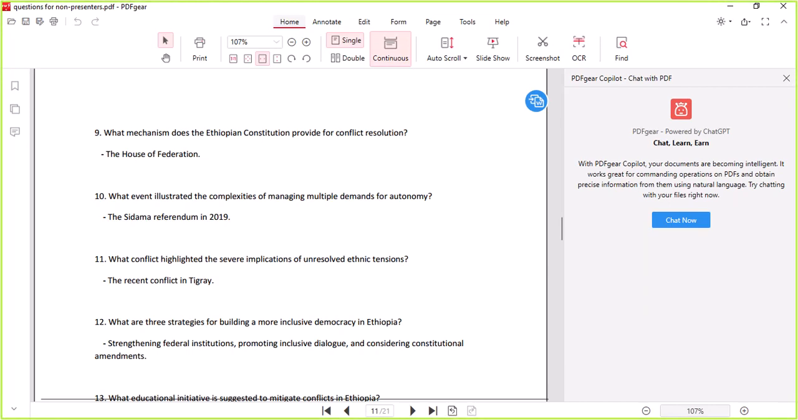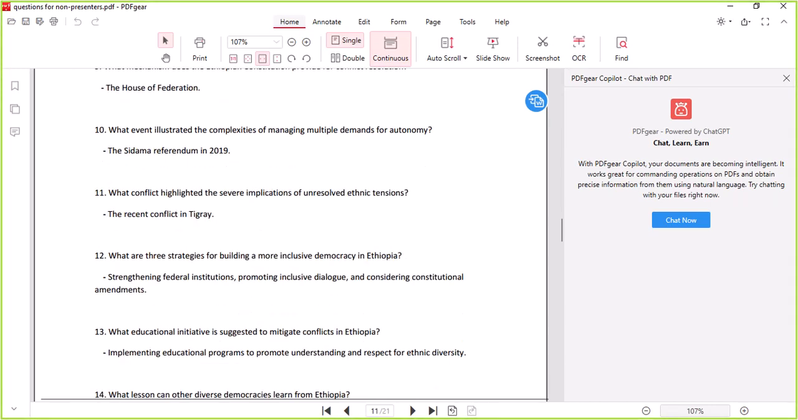Strengthening federal, better discussion, very good. Third one, constitutional amendment. The third question is what educational initiative is suggested to mitigate conflict in Ethiopia? Implementing educational programs and awareness to respect for diversity. Very nice.